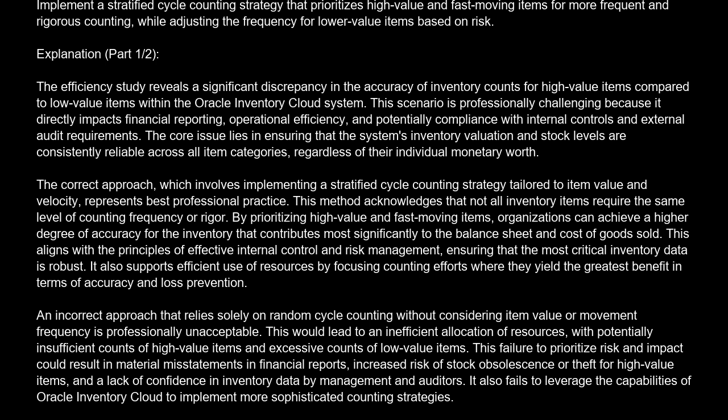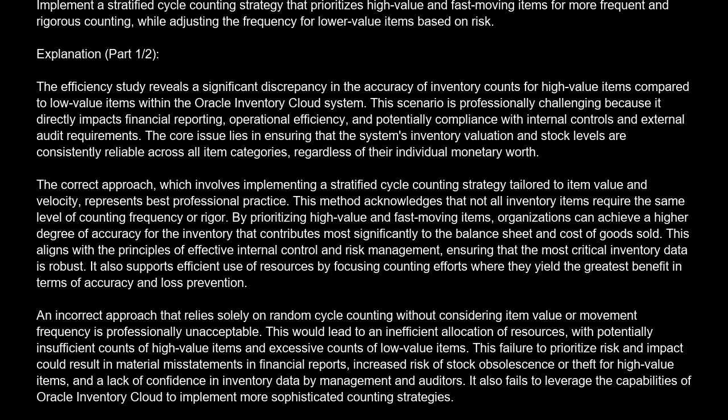This method acknowledges that not all inventory items require the same level of counting frequency or rigor. By prioritizing high-value and fast-moving items, organizations can achieve a higher degree of accuracy for the inventory that contributes most significantly to the balance sheet and cost of goods sold. This aligns with the principles of effective internal control and risk management, ensuring that the most critical inventory data is robust. It also supports efficient use of resources by focusing counting efforts where they yield the greatest benefit in terms of accuracy and loss prevention.